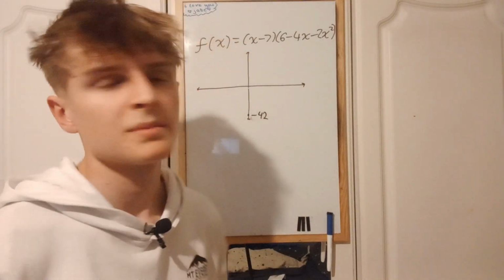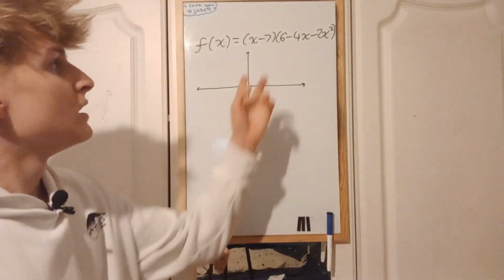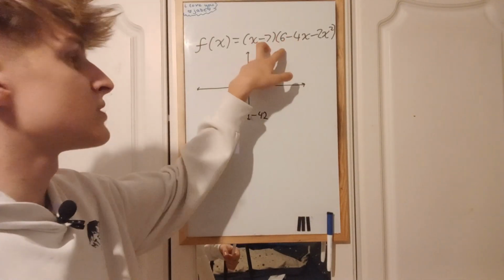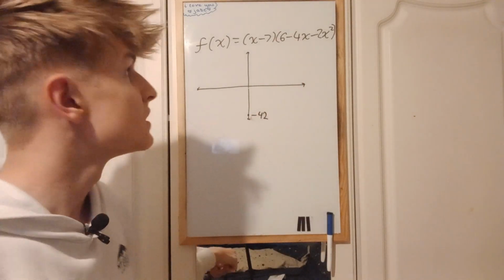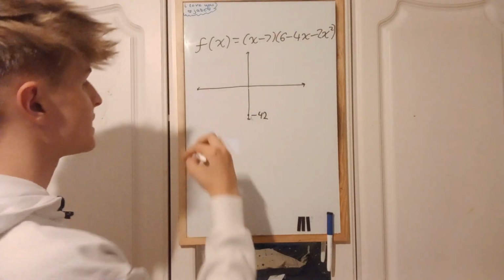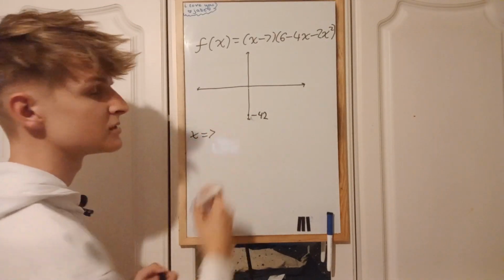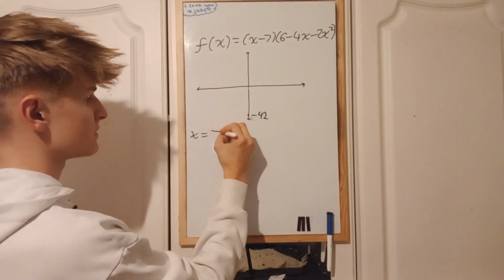Right. Now, the next part. To find the x-intercepts, we're going to have to solve the equation f of x equals 0. Now, if we do that, we're going to get a product of two factors equals 0, and we're going to have to go factor by factor. So this first factor is pretty easy. To make that equal 0, all we need is x equals 7. Boom, first solution of our cubic. X equals 7 is our first solution.